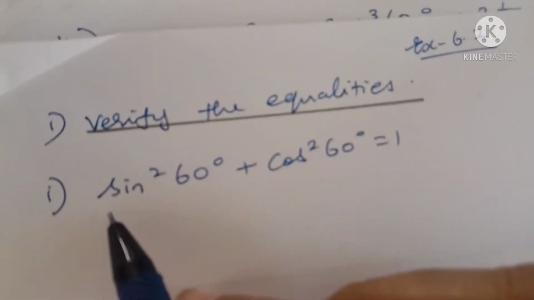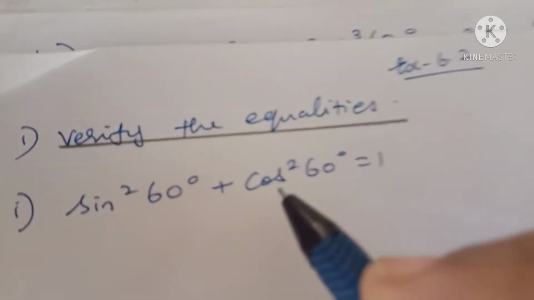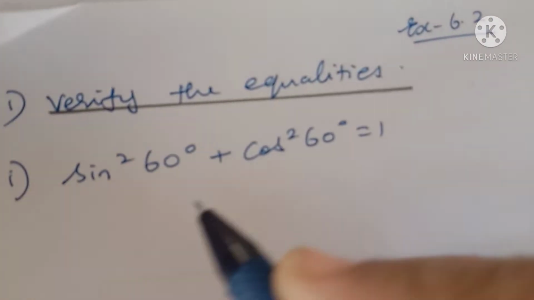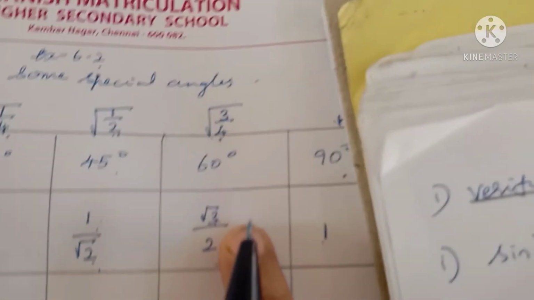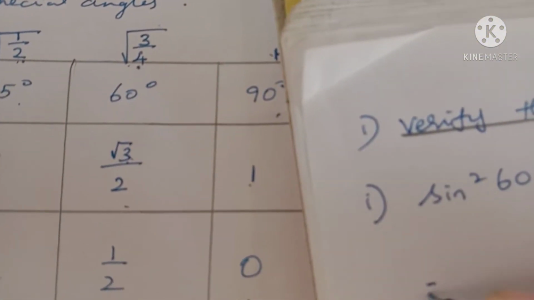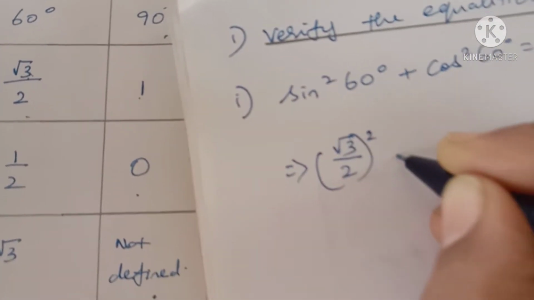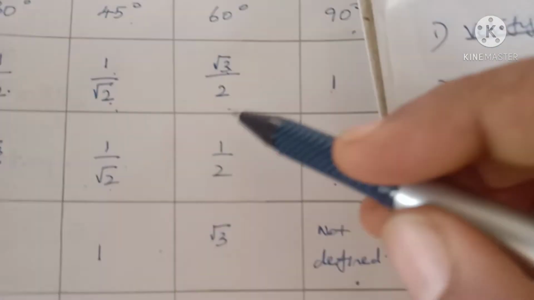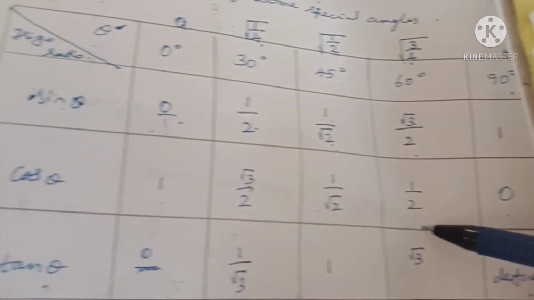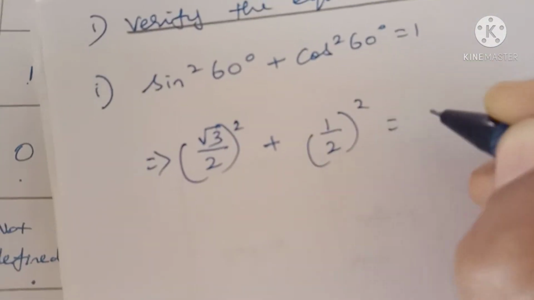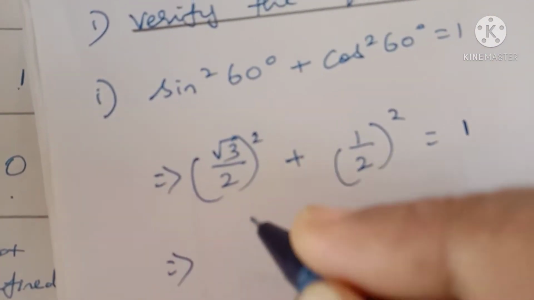Now let's move to the exercise. Verify the equality: sin square 60 degree plus cos square 60 is equal to 1. Substitute the value of sin 60. Sin 60 is root 3 by 2. Therefore, root 3 by 2 the whole square plus cos 60. Cos 60 is 1 by 2. Therefore, 1 by 2 the whole square, which is equal to 1.